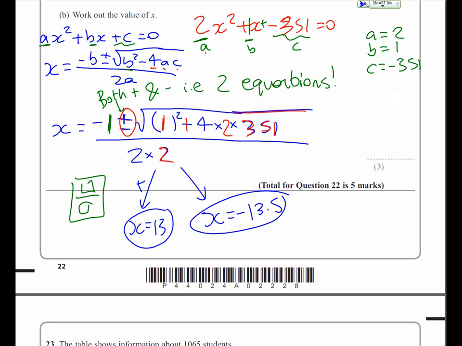2 possible answers. Which one do you reckon we want? You don't want them both. Okay? You don't want that. Why? Because it was a length we were talking about. So we want the x is 13. We've solved it. Okay.